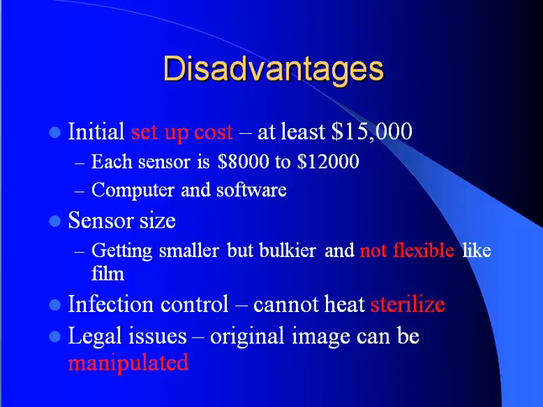The disadvantages of digital is that the initial setup cost runs into at least $15,000, with each sensor costing $8,000 to $12,000 a piece. Then you also need computer and software. The sensor size is also a disadvantage. They're getting smaller but bulkier and not flexible like film. Infection control is also limited because they cannot be heat sterilized. Legal issues can crop up because the original image can be manipulated.